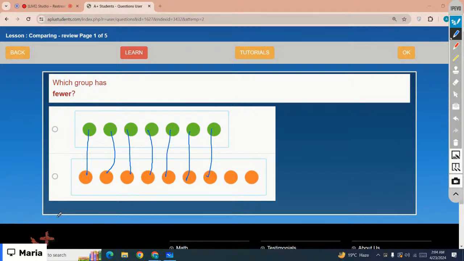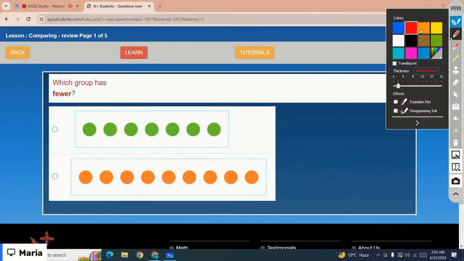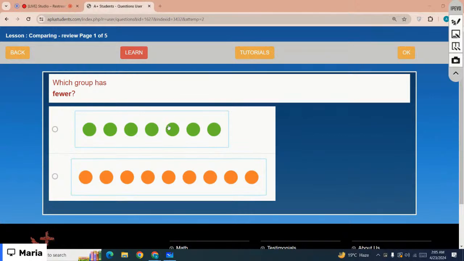Okay, see we are done and we don't have any green dots, right? But still you have orange dots. That means you have fewer green dots than orange dots. You have fewer green dots and more orange dots. So which group has fewer? The green one has the fewer dots. So option number 1 is the correct option. Got it?